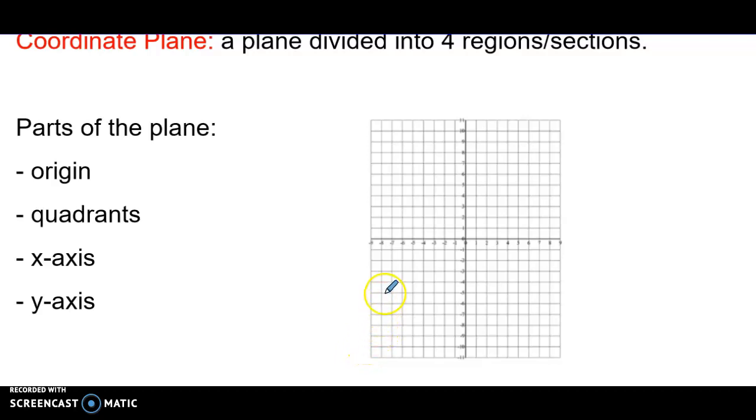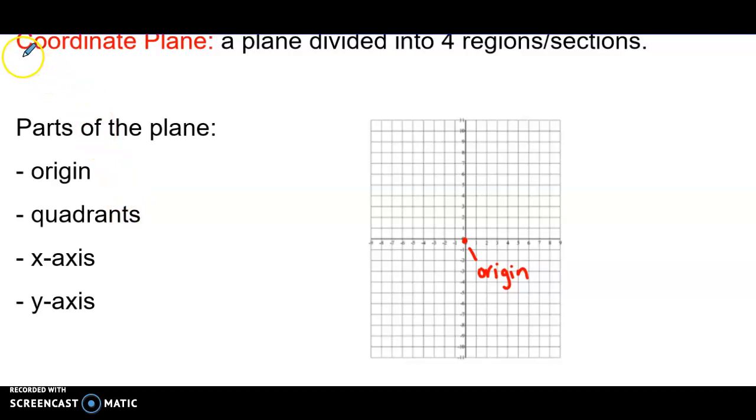All right, so the first part of the plane is the origin. And the origin is always going to be where the vertical line and the horizontal line meet. So that's the origin. Quadrants, there are 4 quadrants: 1 quadrant, 2 quadrants, 3 quadrants, 4 quadrants. These are not technically called regions or sections, they are called quadrants.